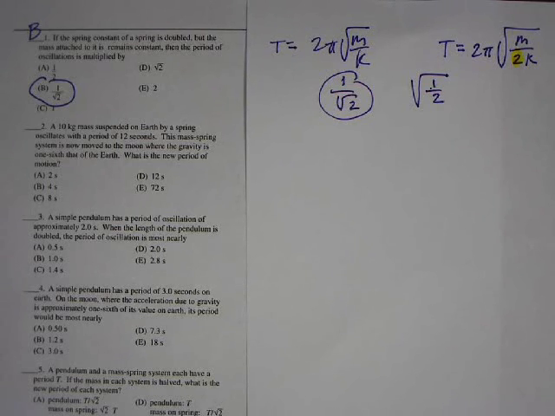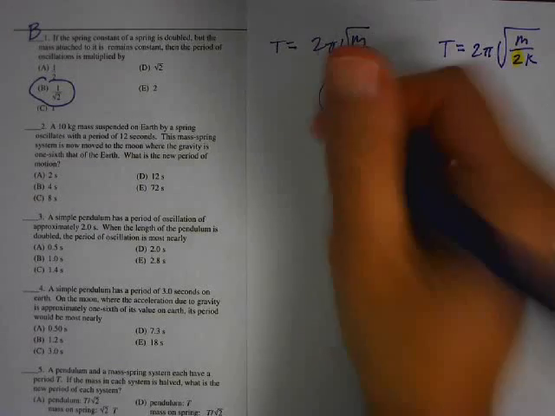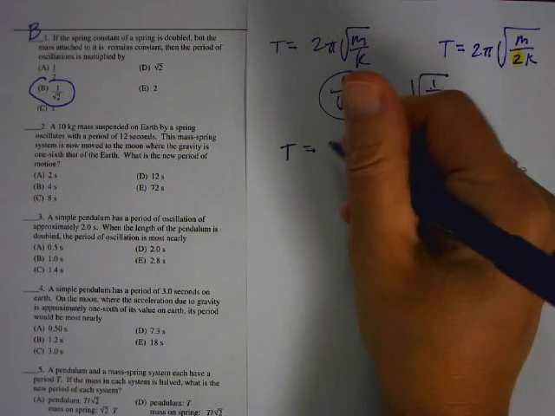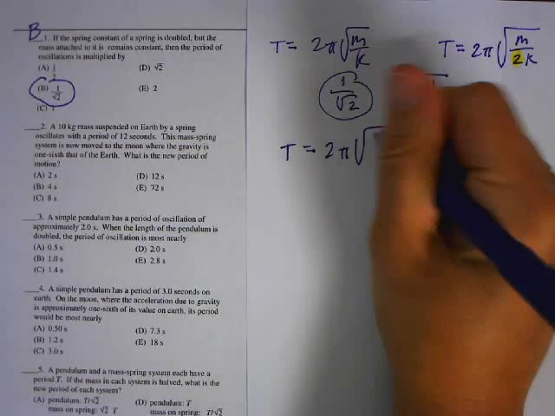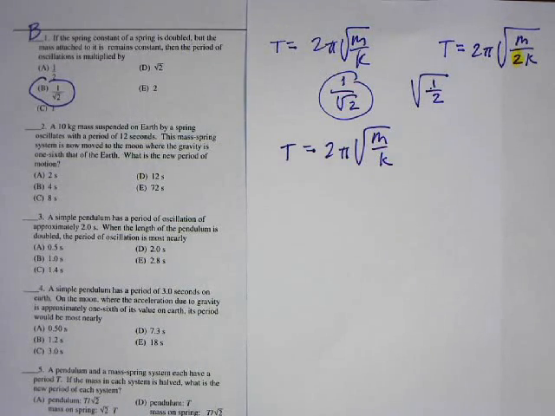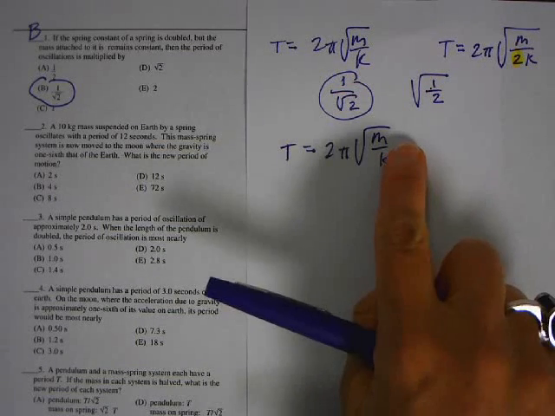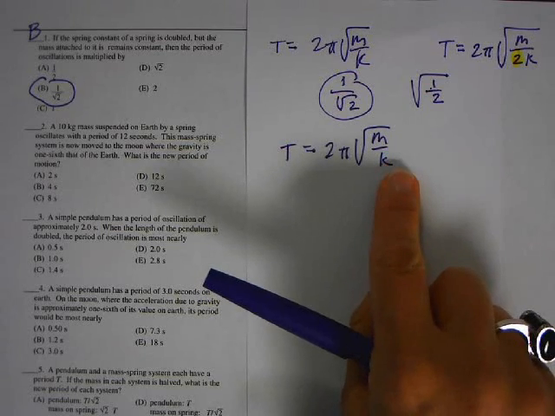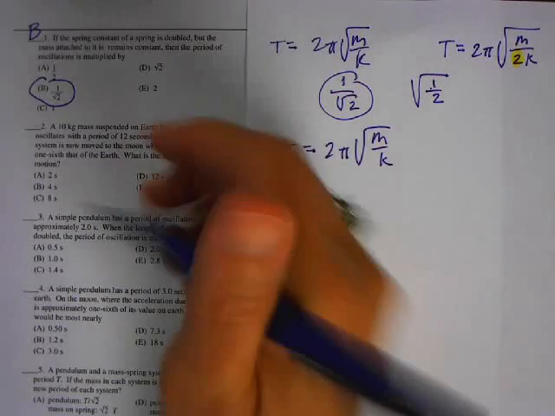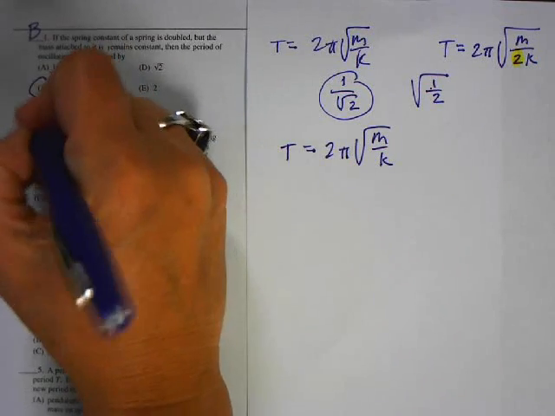Number 2, a 10-kilogram mass supported on Earth by a spring oscillates with a period of 12 seconds. This mass spring system is now moved to the moon where gravity is 1/6. What's the new period? Well, the period for a mass on a spring, again, is 2 pi times the square root of m over k. Where is gravity in that equation? It's not there. So does gravity have anything to do with this? Is the mass changing when it goes to the moon? Is the spring changing? So the answer is going to be 12 because it doesn't change, so the period is going to be the same.